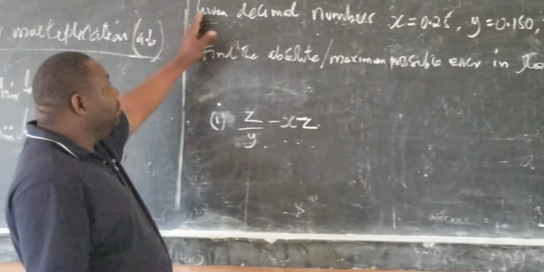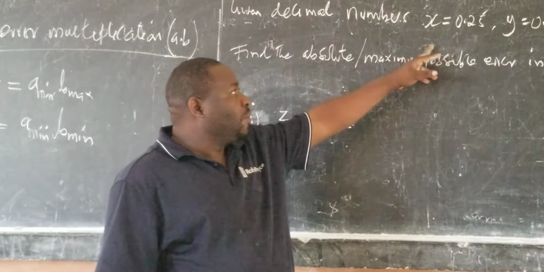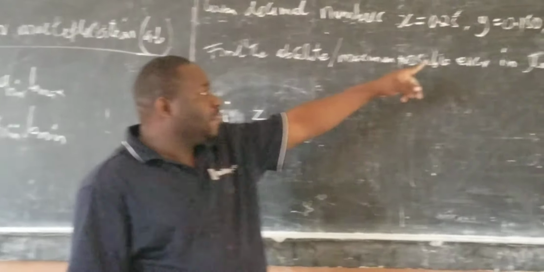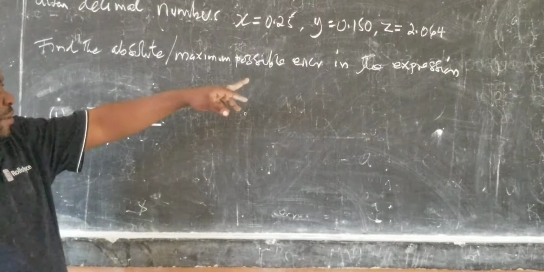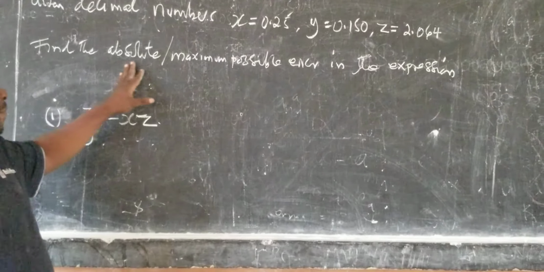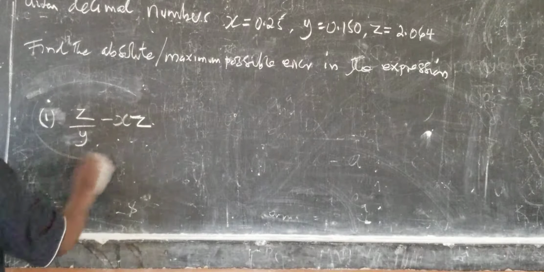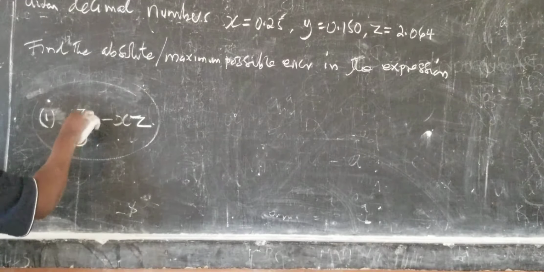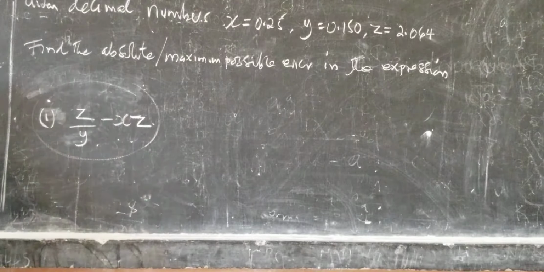So we are given these three decimal numbers. x is equal to 0.25, y is equal to 0.150, then z equals 2.064. Then you want to find the absolute or the maximum possible error made in this expression here. The expression is z over y minus x times z. So we are combining multiplication, division, and subtraction. That's what is in the expression.